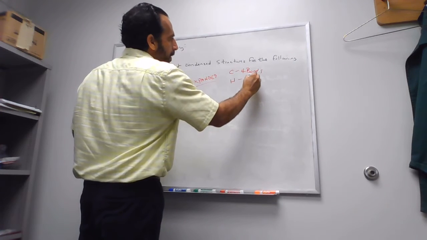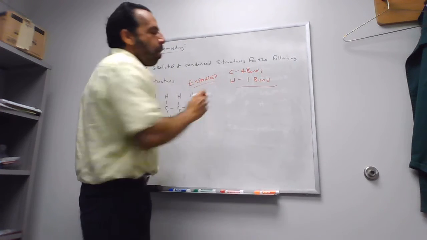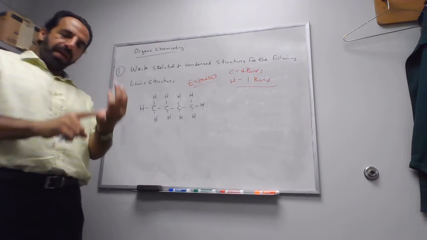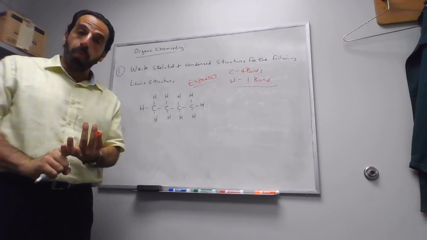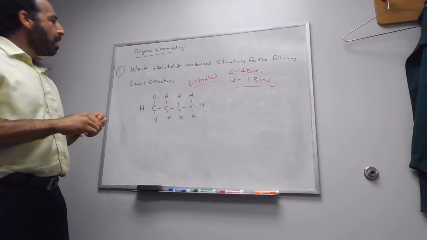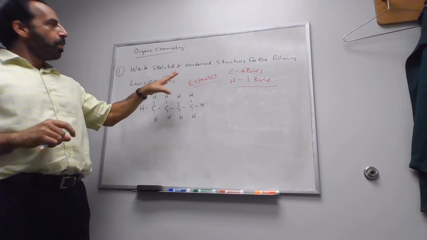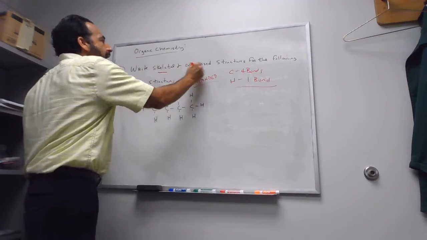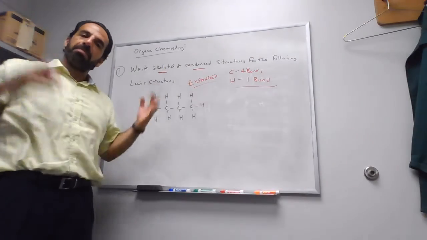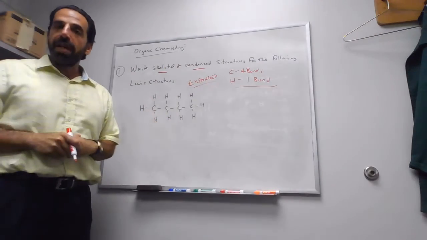And always remember when you're doing these structures, carbon wants to have 4, hydrogen wants to have 1. So a couple of things. This is called the expanded structure. What we're going to do, we're going to draw both the skeletal and the condensed structure of that. Again, different ways of drawing the same structure.